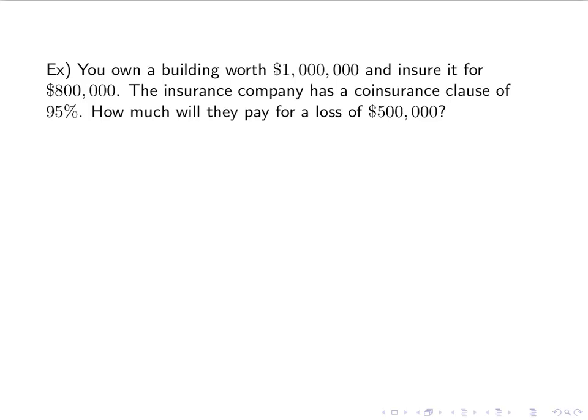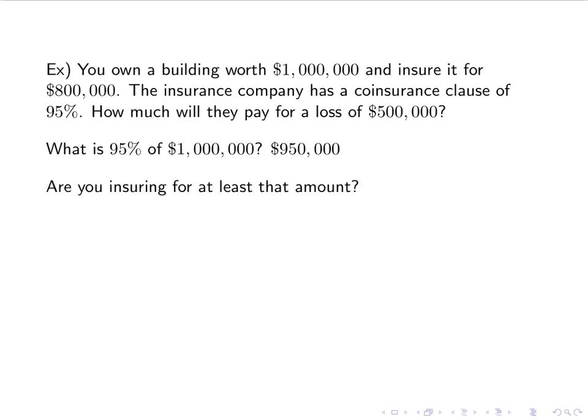You own a building worth $1 million and insure it for $800,000. The insurance company has a co-insurance clause of 95%. How much will they pay for a loss of $500,000? What is 95% of $1 million? $950,000. Are you insuring for at least that amount? No, I'm only insuring for $800,000. That's clearly not at least $950,000.